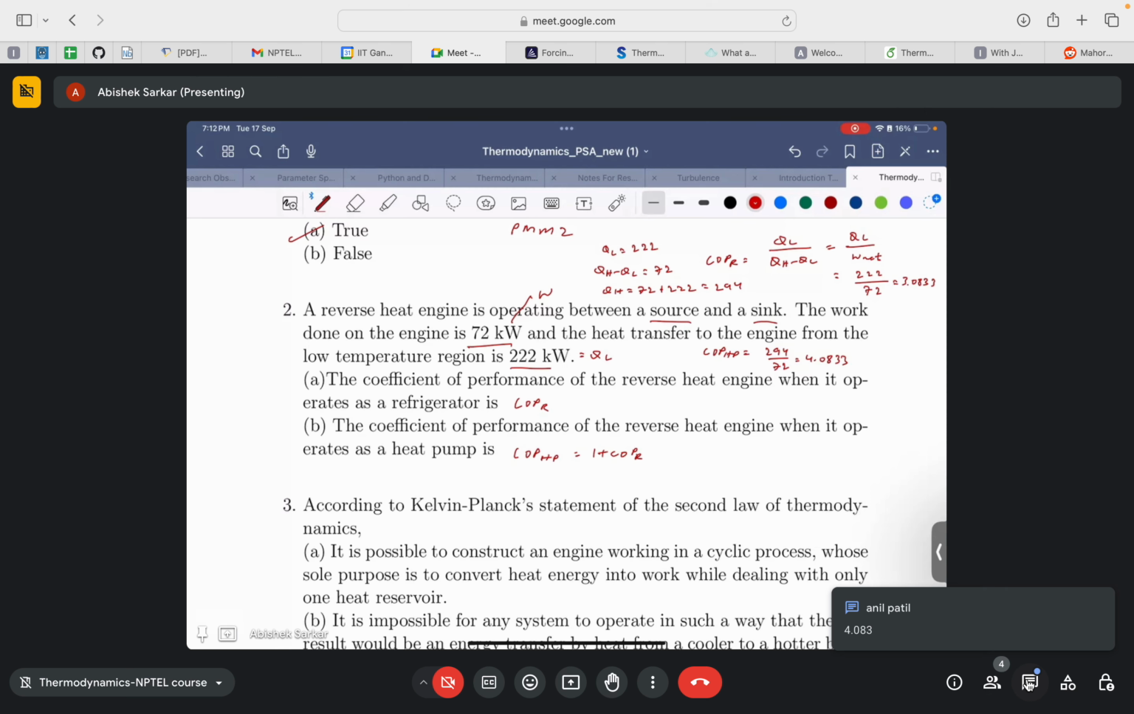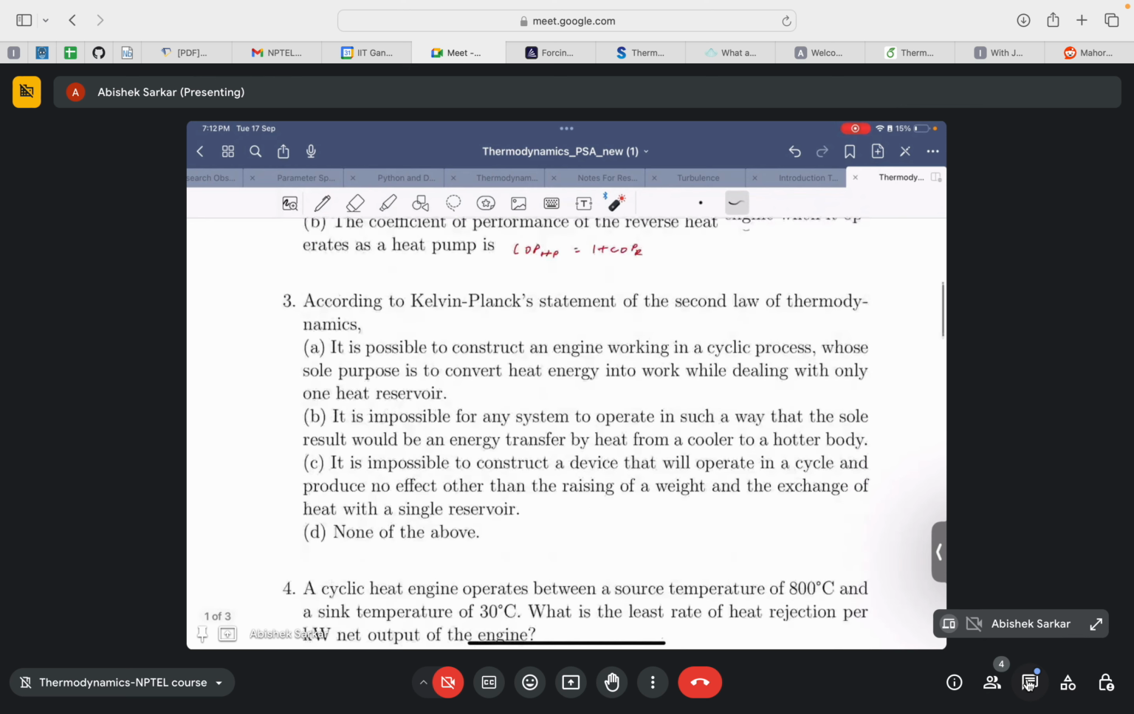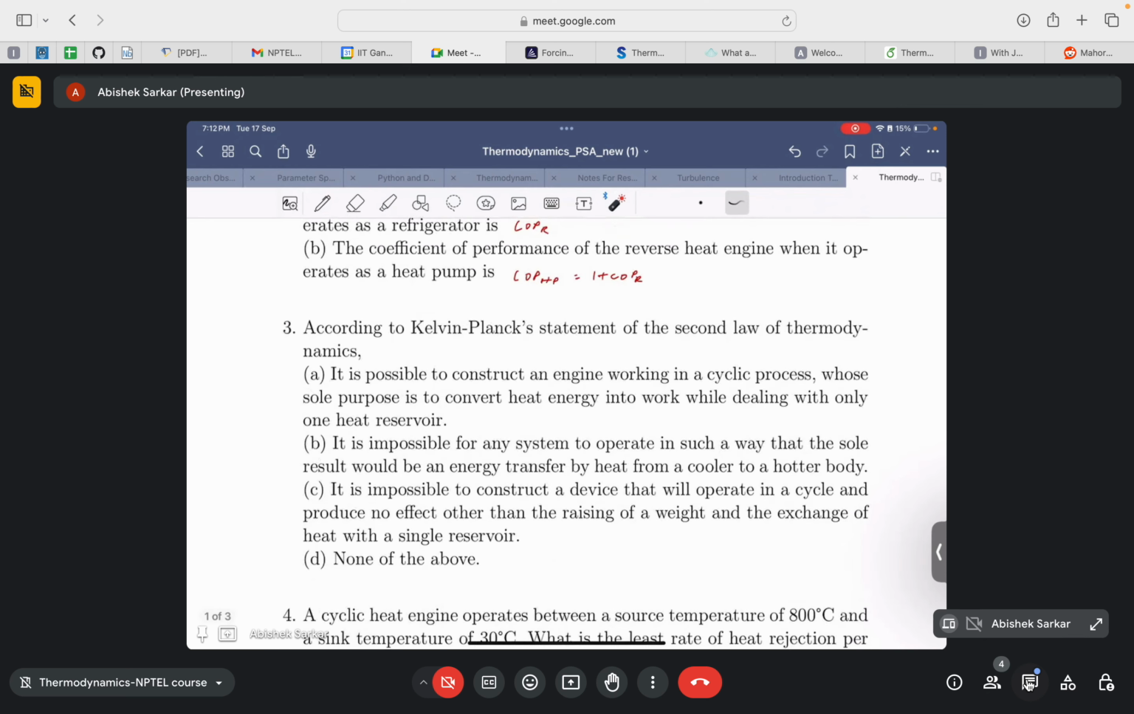Yes, thank you. So you see, both the answers are correct. If you know COPR, you can use this formula, otherwise you can use this one as well. Same thing. I hope this is clear. Now let us go to the next question.